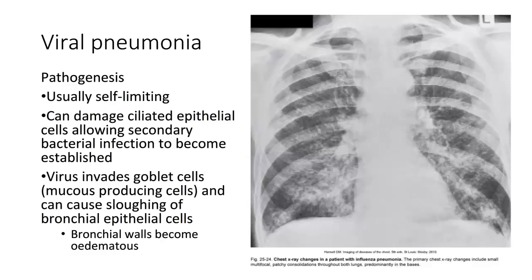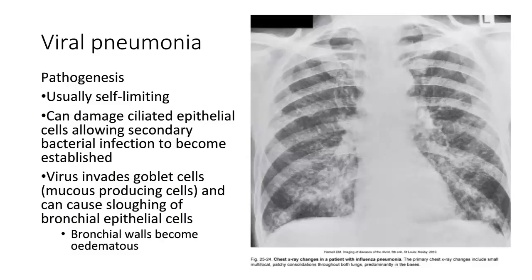Now the virus also invades the goblet cells. The goblet cells are the cells of the bronchial tract that are making mucus, and as the virus uses that cell's machinery to make new virus particles, it can cause the death of those cells, so they slough off, they fall off the bronchial walls. And the inflammatory response that is the result of that makes those bronchial walls quite edematous, and so that narrows down the airway passages, making it harder to breathe.